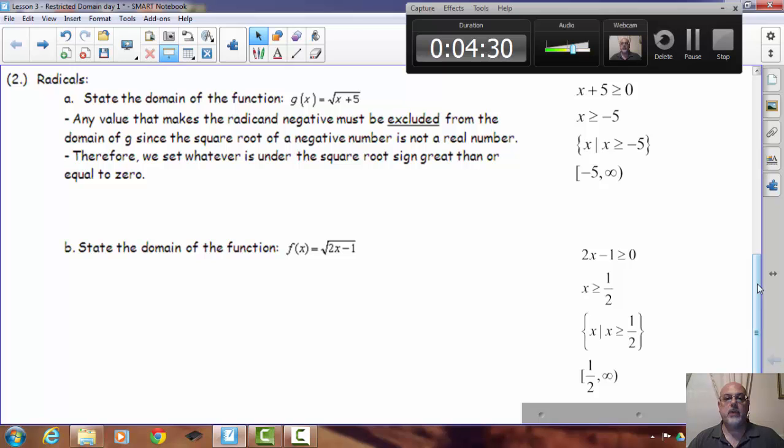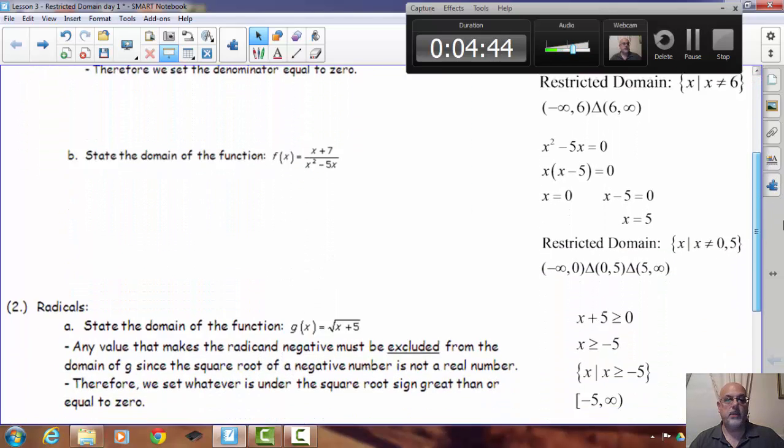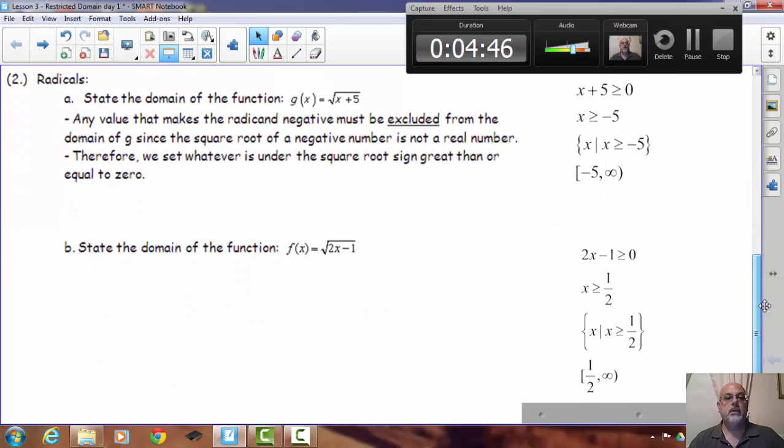So that's so far two different ways to restrict the domain. If you have an algebraic expression in your denominator, set it equal to 0 and solve it. That value gets excluded from the domain. If your function is a radical, you set what's under the radical sign greater than or equal to 0 and solve that, and whatever value you get there, that's how you restrict that domain.